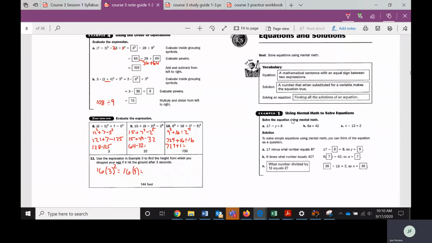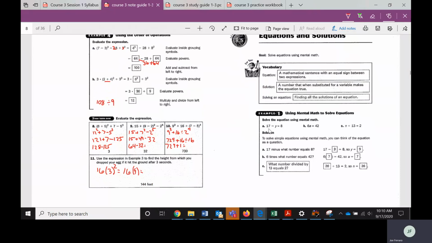First, example 1, it says using mental math to solve equations. So at this point, you don't necessarily need to use mental math. If you got to use a calculator or whatever, that's fine. But basically, they're wanting you to solve these equations. If you remember how to do certain solving methods from before, go ahead and use those. Otherwise, what they're basically getting at here is just to kind of talk through it and find the answer.